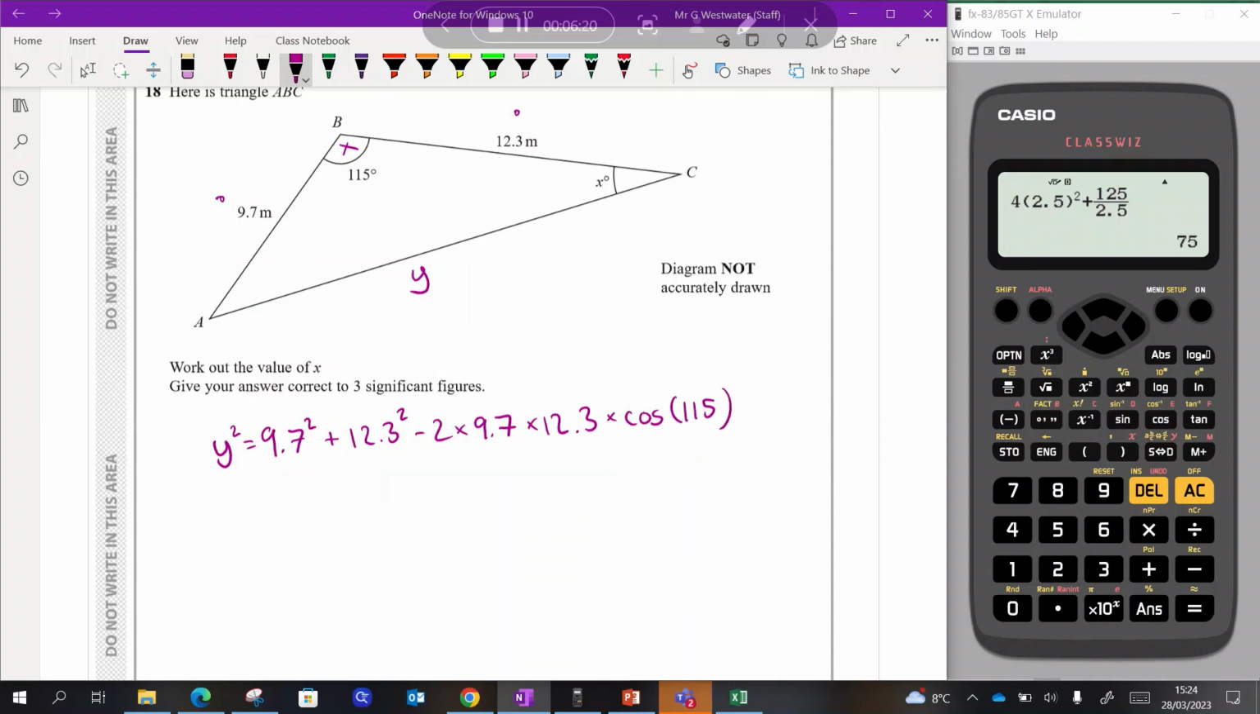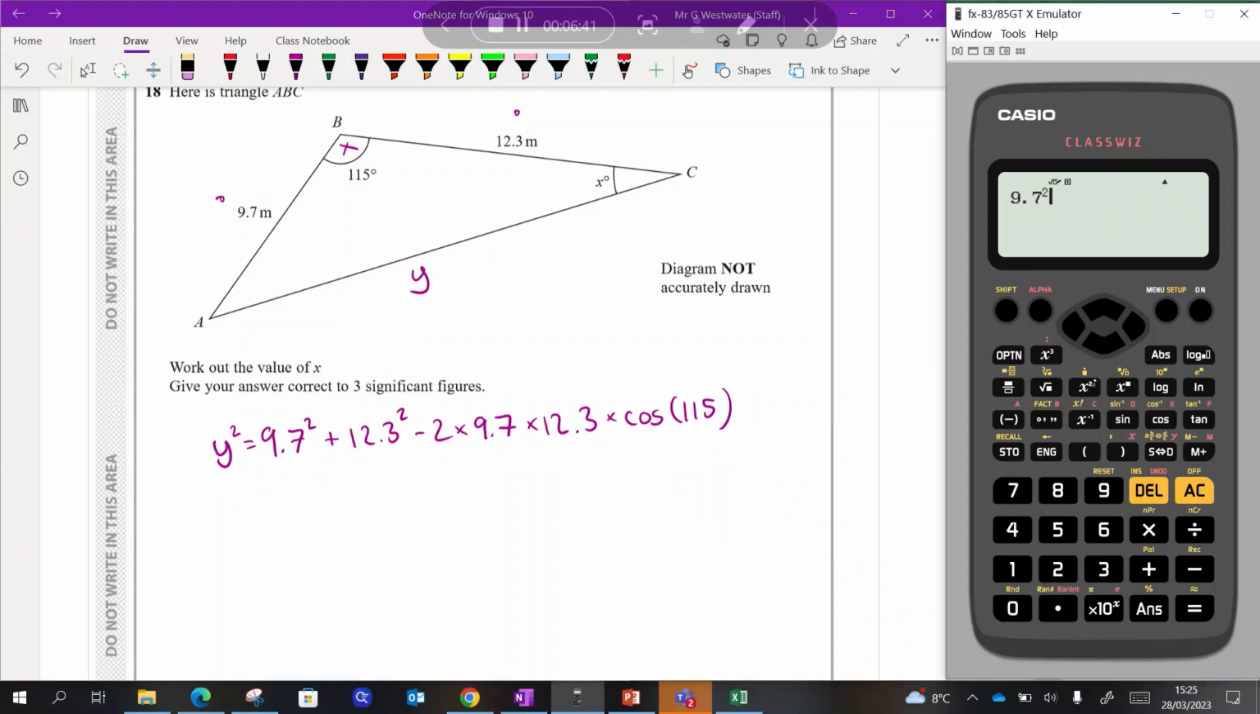Okay, so this is a squared equals b squared plus c squared minus 2bc cos A. I know this is b here, but as long as this side is opposite this angle, this formula operates successfully. Okay, so I'm just going to type this in now.